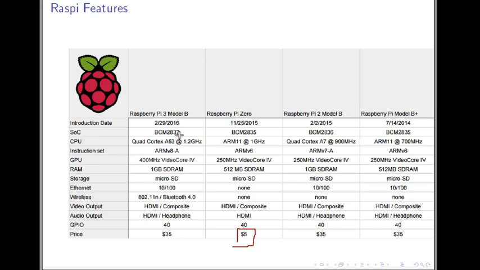CPU: 1.2 gigahertz, 1 gigahertz, 900, 700 megahertz. So the Pi Zero has a 1 gigahertz processor, and this one is 1.2 gigahertz. Now the Pi 3 and Pi 4 are in fact in the 2.4 gigahertz range.